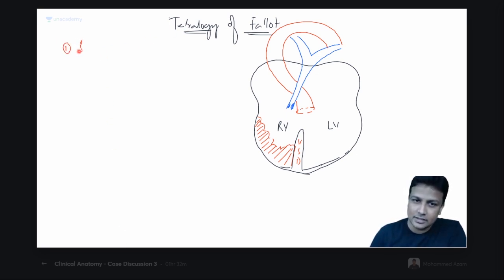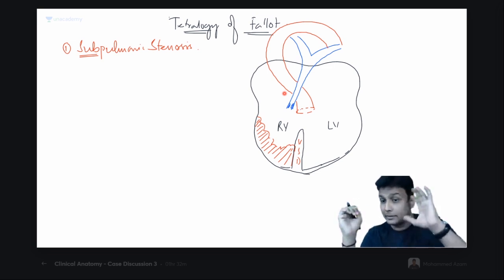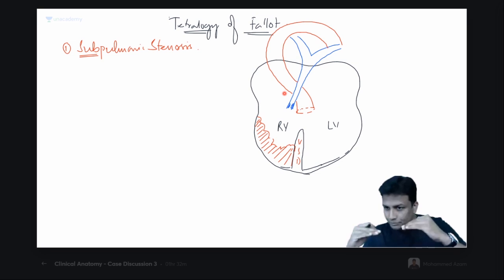Number 1, there'll be subpulmonic stenosis. Now you might be thinking, why is Azam sir using the word subpulmonic here? In some of my classes, students take it wrongly that the stenosis is due to the pulmonary valve. Stenosis is not at all due to the pulmonary valve here. Listen with all your ears open. The pulmonary valve is not the problem there. The pulmonary valve is perfect. It's actually below the valve.